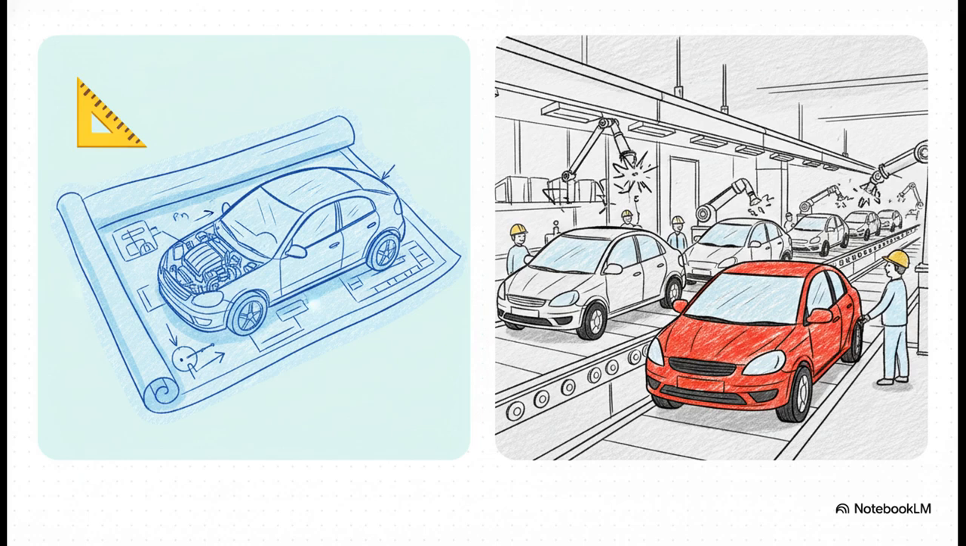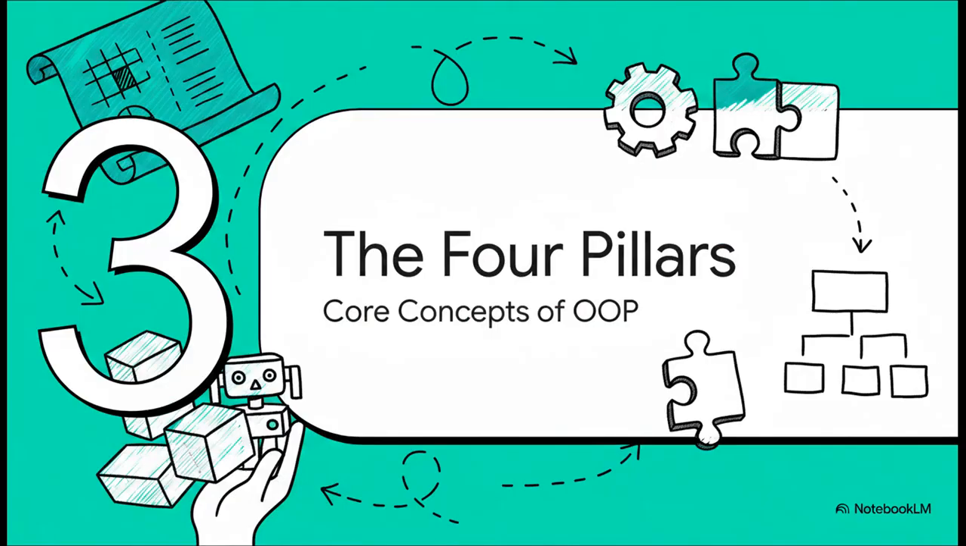Over on the right, we have the object. This is the actual physical car that rolls off the assembly line. It's a real working copy with a very specific state. It's painted red, it has a full tank of gas. The beauty here is that you just need one single class, but you can use it to mass produce thousands of unique objects. Which brings us to Section 3, the 4 pillars of OOP.